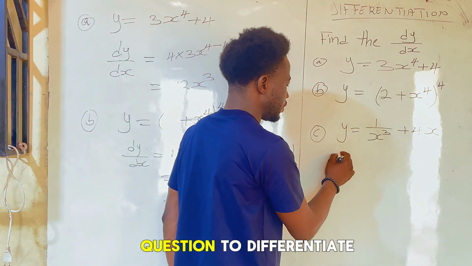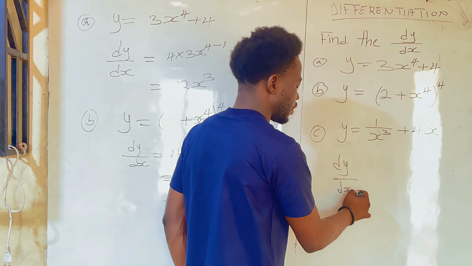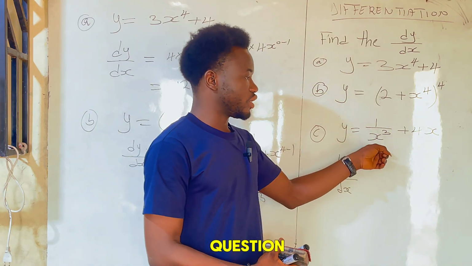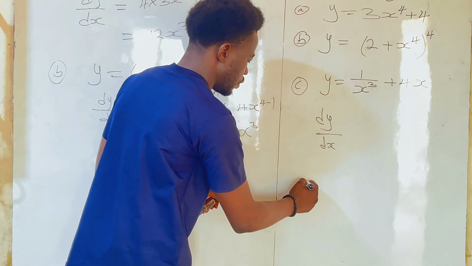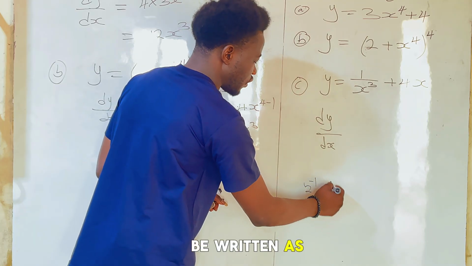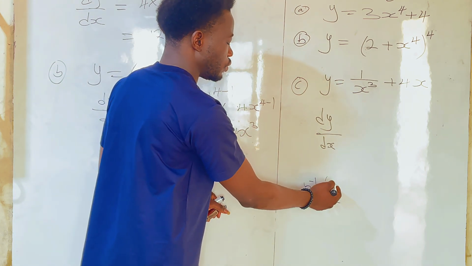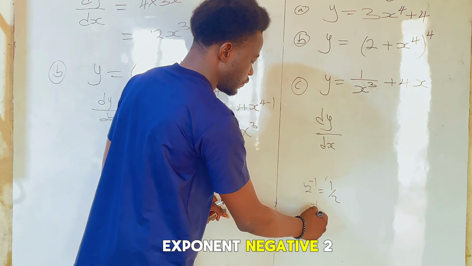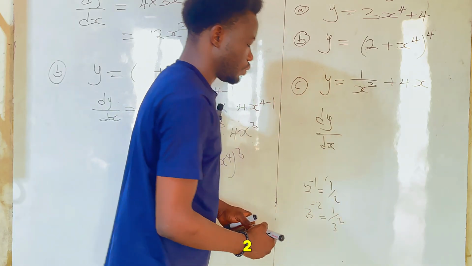Now the last question, to differentiate it, we need to understand some laws of indices. To deal with the last question, we have to apply the laws of indices. So if I have 2 exponent negative 1, it can be rewritten as 1 over 2. The negative goes to the denominator, so we have 1 over 2. If I have 3 exponent negative 2, I can write it as 1 over 3 exponent 2.